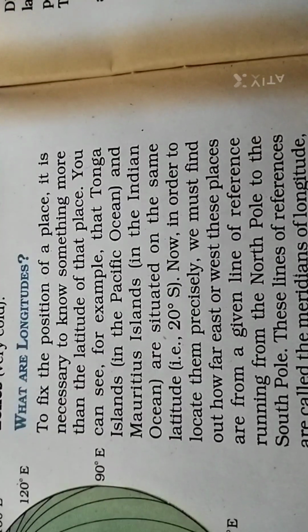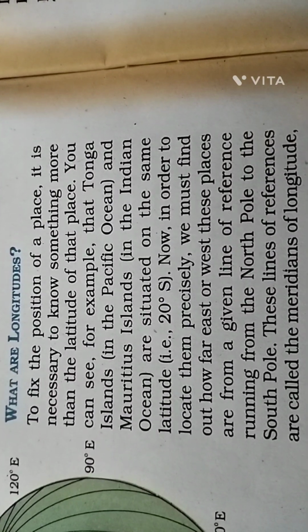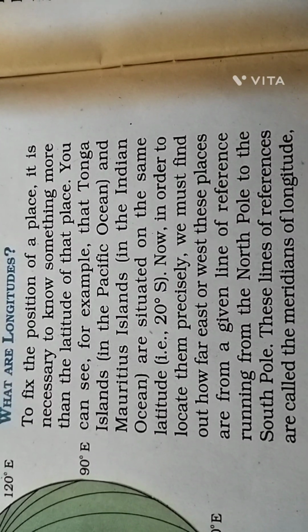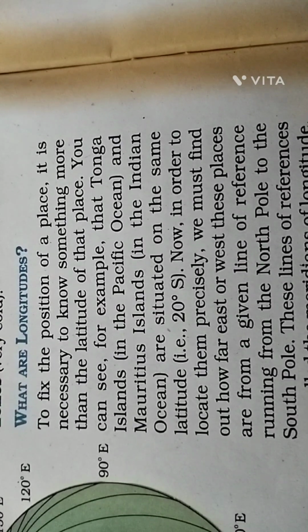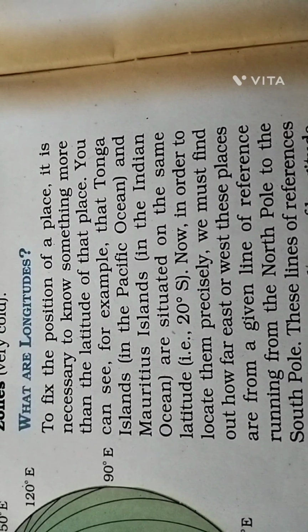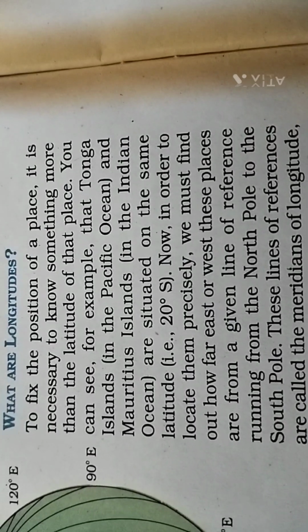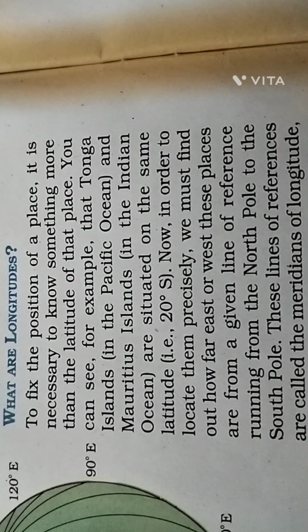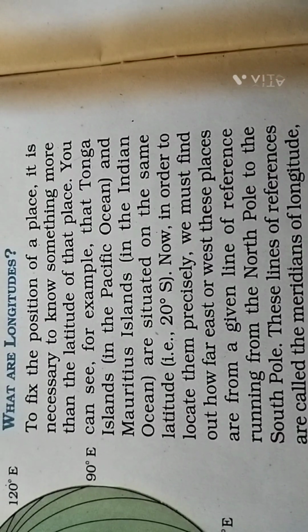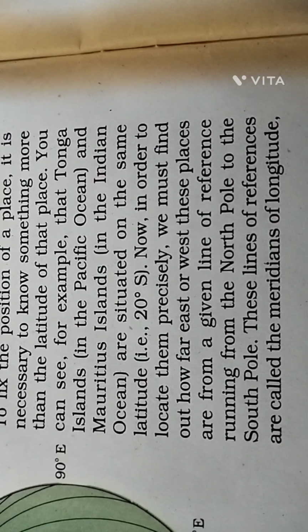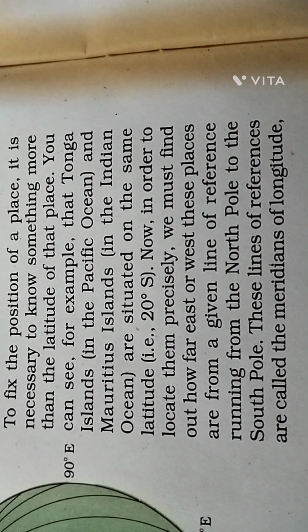And what are latitudes, longitudes? To fix the positions of places, it is necessary to know something more than the latitudes of those places. You can see, for example, that Tonga Island in the Pacific Ocean and Mauritius Island in the Indian Ocean are situated on the same latitude.